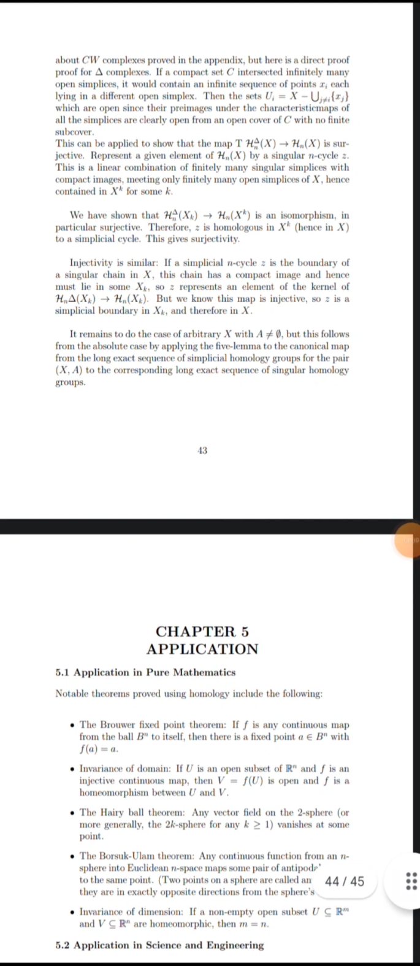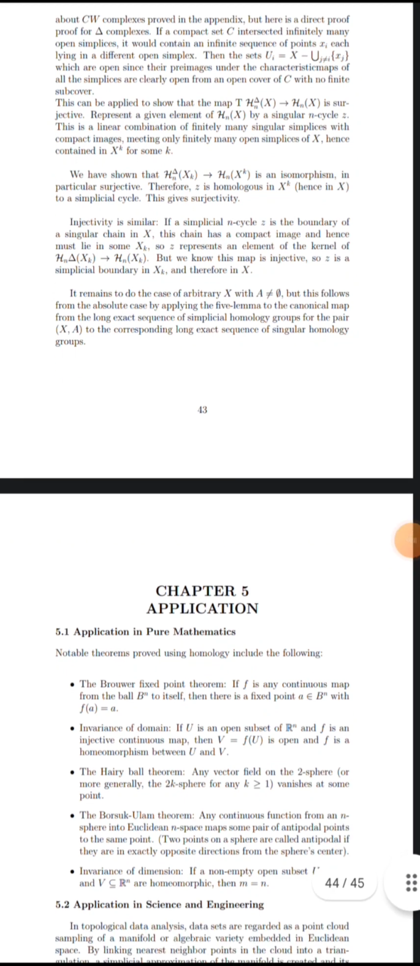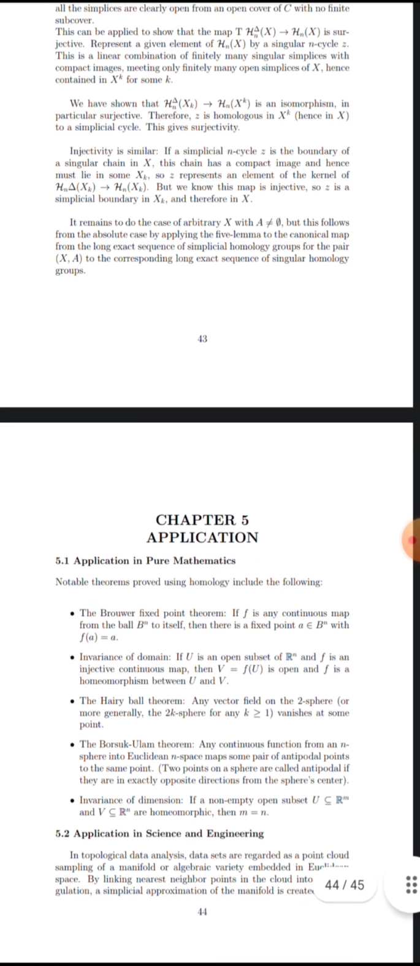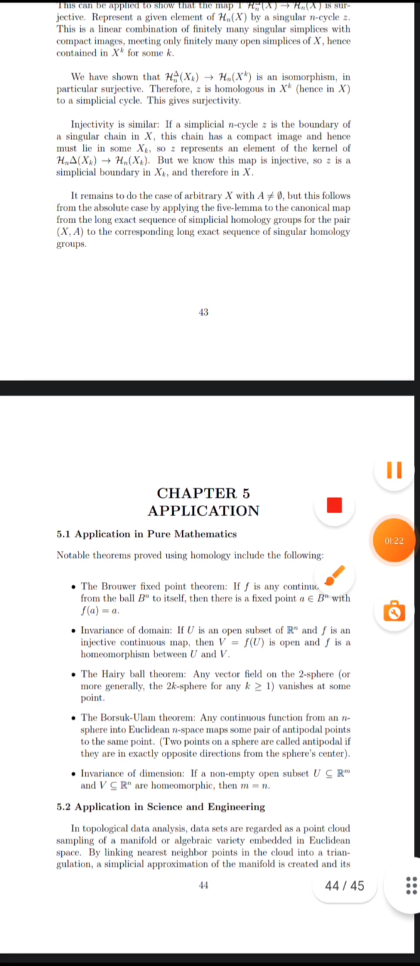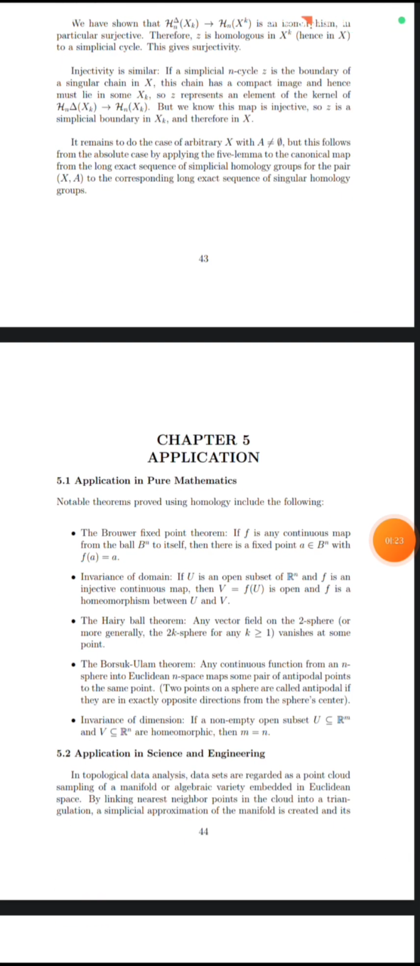Then we are going to see chapter 5, applications of homology, applications in pure mathematics. The Brouwer fixed point theorem: if f is any continuous map from a ball b raised to n to itself, then there is a fixed point a belonging to b raised to n with f of a is equal to a.